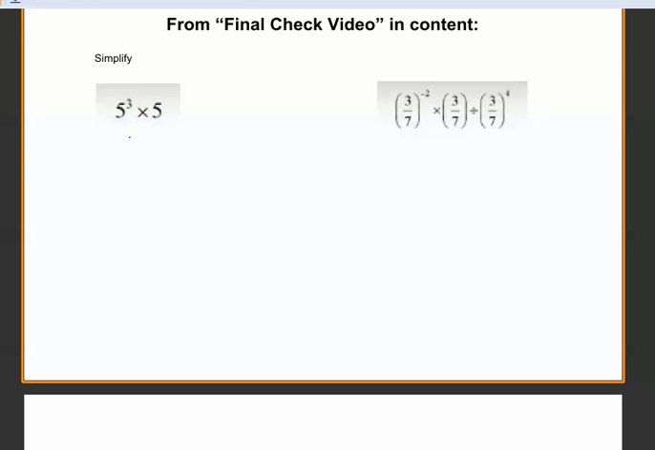This says simplify. Okay, so if I'm going to simplify, don't forget there's a 1 hiding right here. So if we're multiplying, we know the bases are the same. Good. So then we're going to add the powers. So we got 3 plus 1 equals 5 to the 4th. Okay, so that's simplified. I always put a box around my final answer.